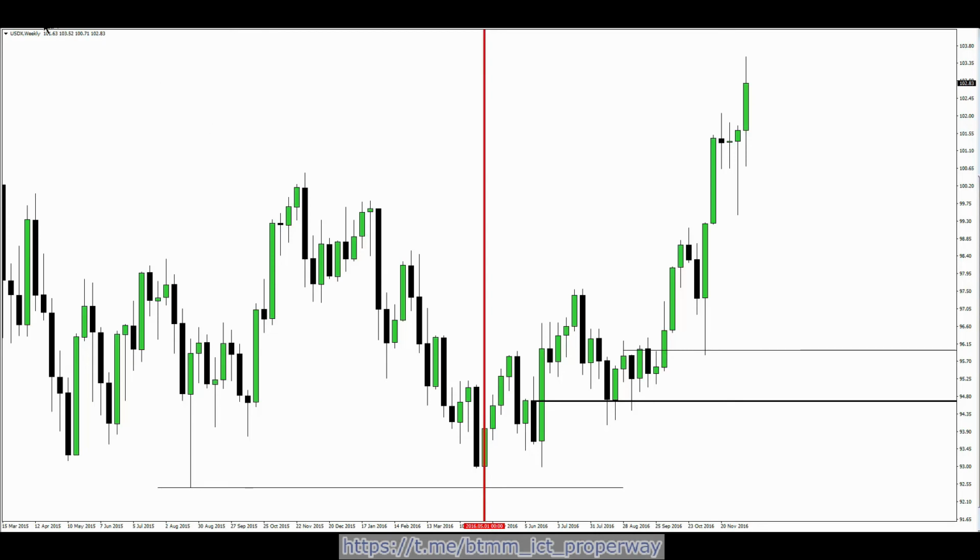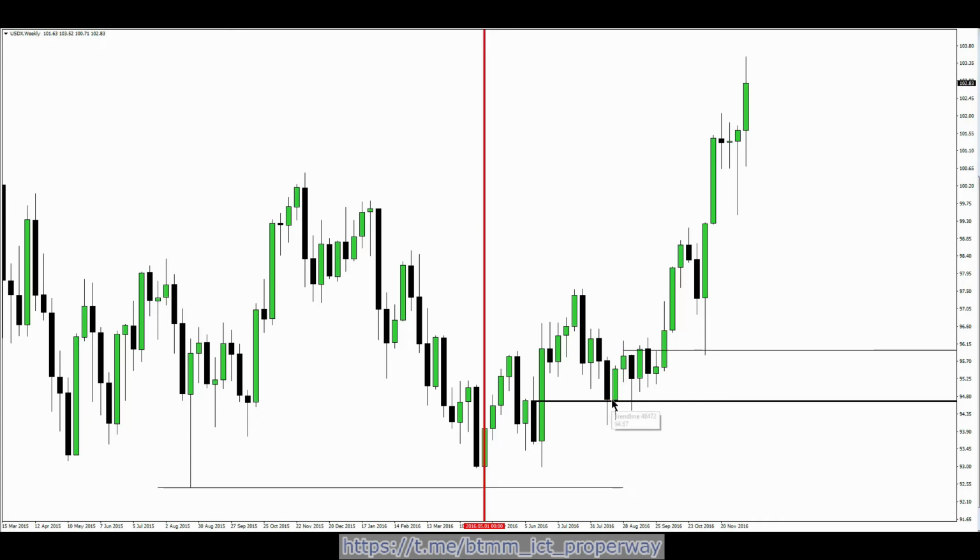In the form of pips, we have a range of almost 300 pips, 290 pips potential range there, okay? And there's nothing wrong with that.